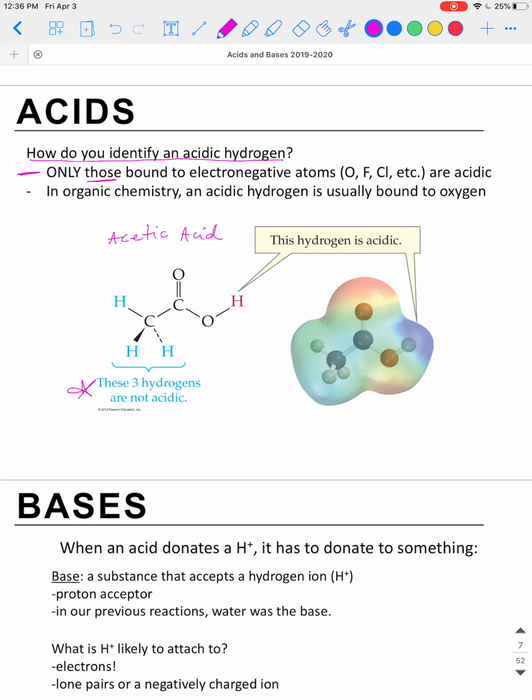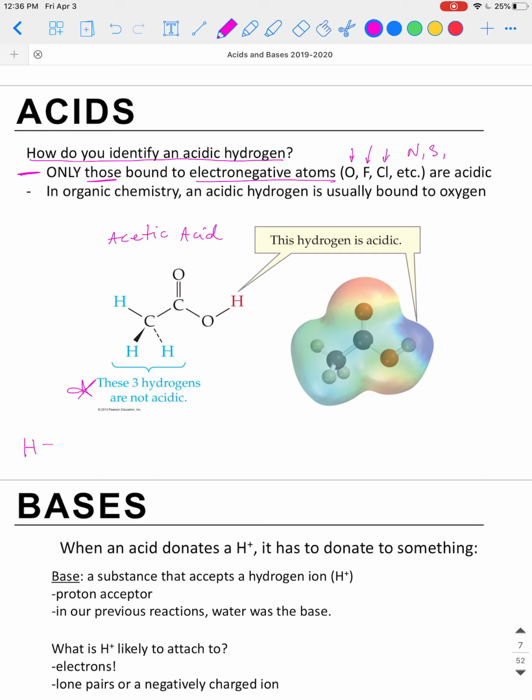Why is that? Well, if we read these statements up here, only those, meaning only the hydrogens bound to electronegative atoms. For example, electronegative atoms could be oxygen, could be fluorine, could be chlorine, could be nitrogen. Sulfur is another one. These are all electronegative. How do I know when an atom is electronegative? You have to have an electronegativity chart. Anything kind of close to or around fluorine on the electronegativity chart is going to have a relatively high electronegativity.